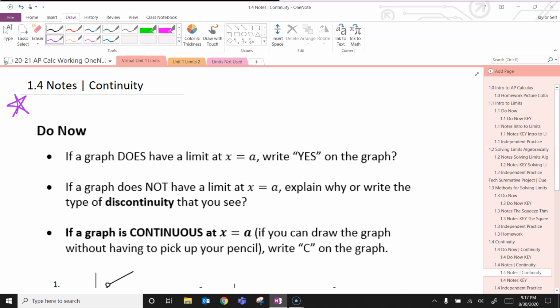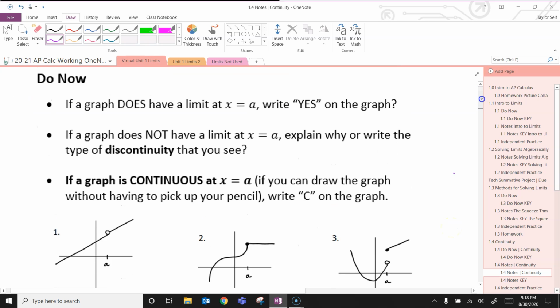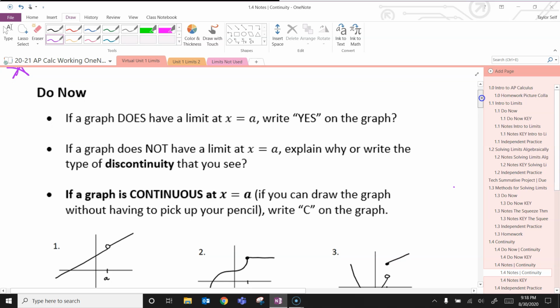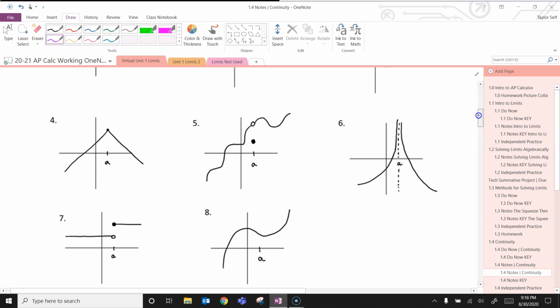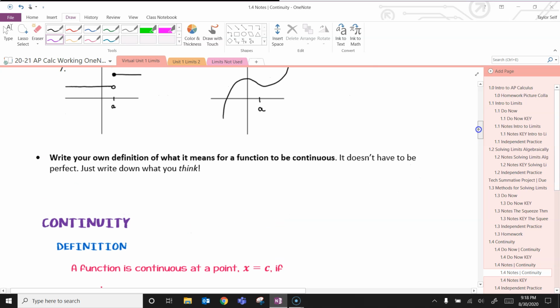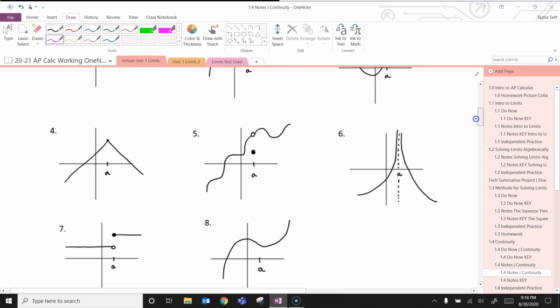We'll be discussing what it means for a function to be continuous, and we'll also learn how to force continuity on a function. Okay, so this was your do now. I already posted a key, but write your own definition of what it means for a function to be continuous. I'm sure we got a variety of answers, but I just want to share what one of my teachers told me at one point that was really helpful.